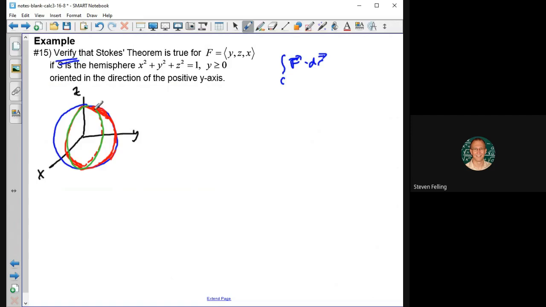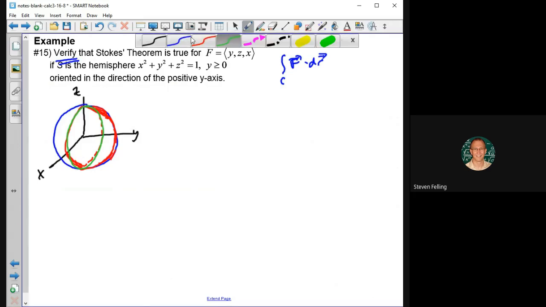and integrate over that directly, it's the same as taking the curl of f dot n for this red surface and integrating that over the parameterized surface. So let's start with the green curve. How can we parameterize that curve? Well, the boundary of it is in the xz plane.